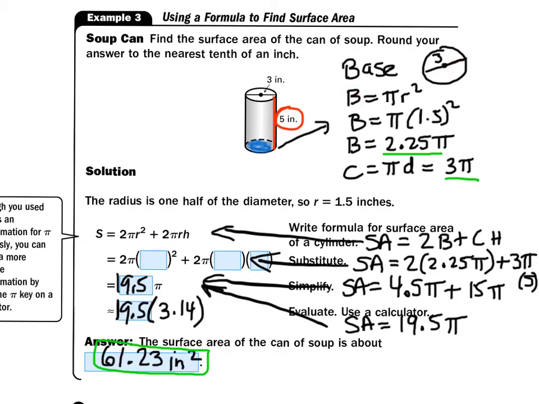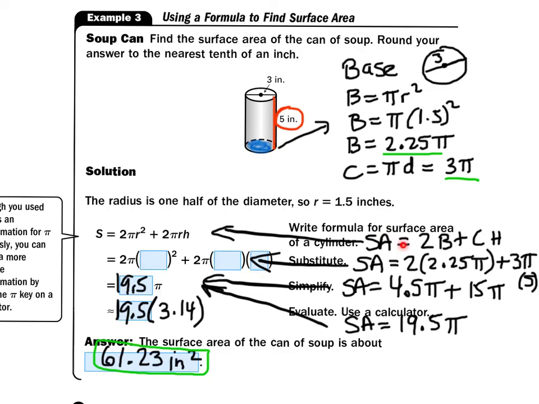So I'm going to do the base area equals pi times the radius to the second power. So now I plug it in. The base equals pi times 1.5 to the second power. Well, remember, 1.5 is just like 15 times 15 is 225, and then I move the decimal 2 places to the left. So that's 2.25 pi. Remember, leave pi alone. Leave it there. And now let's do the circumference. Let's go around the circle. Well, circumference is pi times the diameter. The diameter was 3, so this is just 3 times pi. Leave it alone.